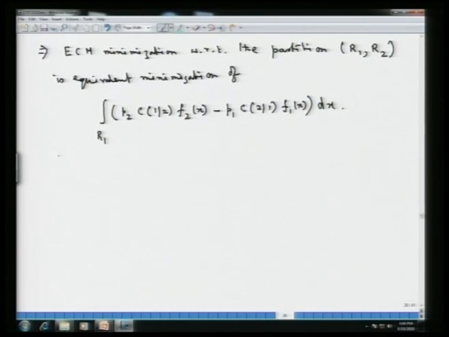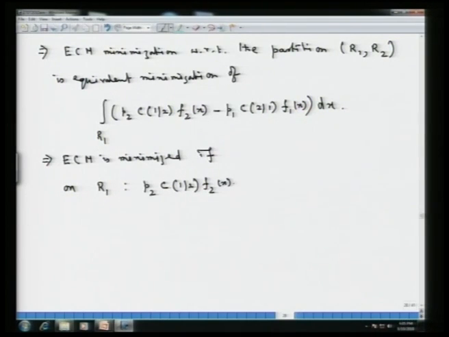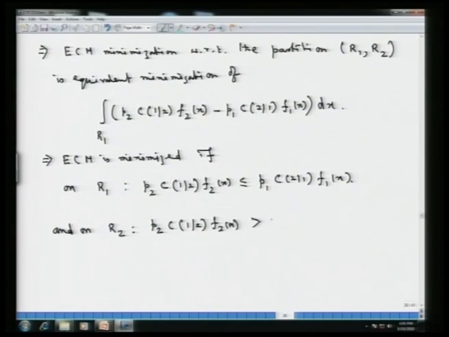This is where we are trying to find R1 such that this is minimized, and thus the ECM minimizing rule implies that ECM is minimized if on R1 we have this quantity less than or equal to this particular quantity. So, this is P2 into C(1|2) times f2(x) less than or equal to P1 times C(2|1) f1(x), and on R2 we will have the other way around, that is, P2 into C(1|2) into f2(x) greater than P1 times C(2|1) into f1(x).